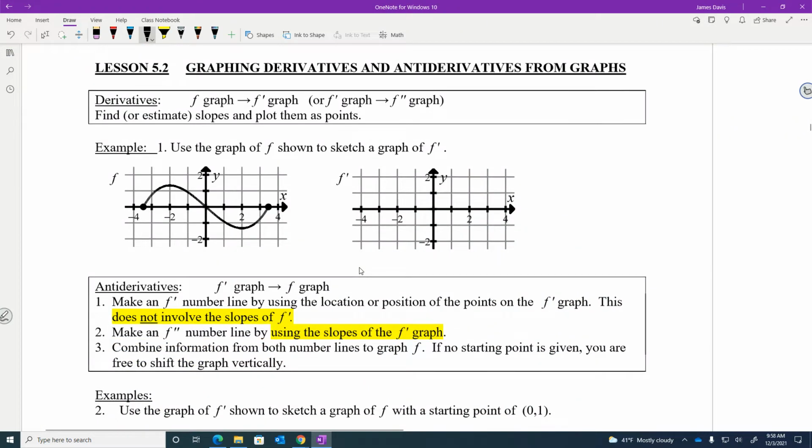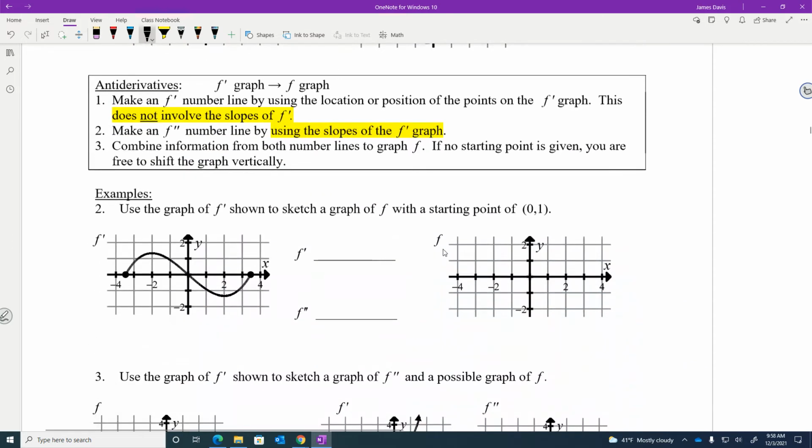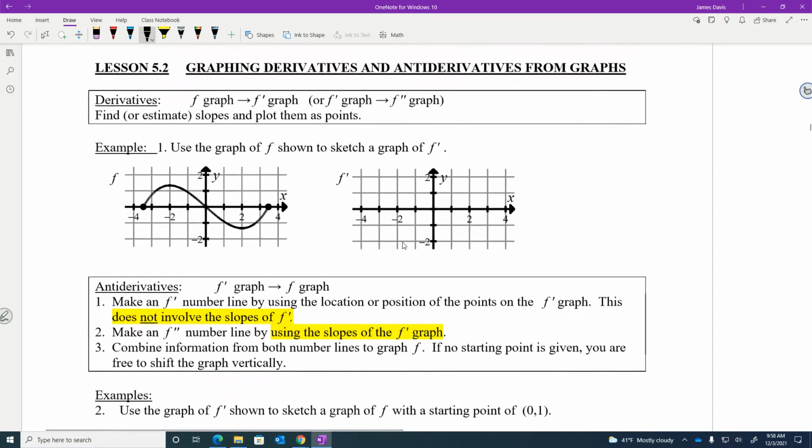All right, so there's not a lot of direction here other than we're going to try to take a function and either graph the derivative, or we're going to take a derivative, try to graph the original function, and also the second derivative. So let's start with this first one, kind of a warm up. We have the original function and we're supposed to sketch a graph of the derivative. So the easiest way to do this is basically estimate the derivative at all these places and then use that to plot them on the f prime.